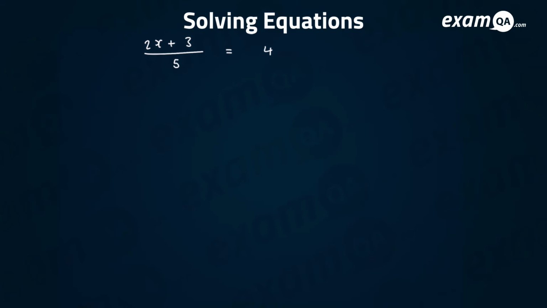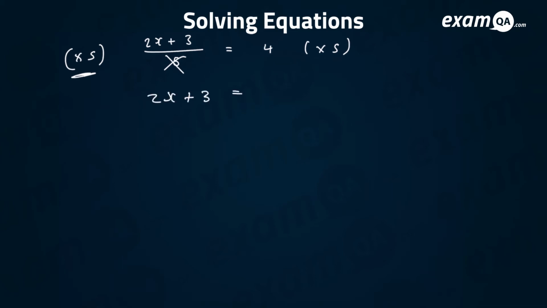If you ever see a fraction, try to get rid of the bottom bit first, the denominator. So what is the opposite of dividing by 5? Because over 5 just means dividing by 5. The opposite is timesing by 5. So to get rid of over 5, you have to times both sides by 5. So 2x plus 3 all over 5 times by 5. What was the whole point of that? To get rid of this. And we're just left with 2x plus 3 from the top. What's that equal to? 4 times 5 is just 20.